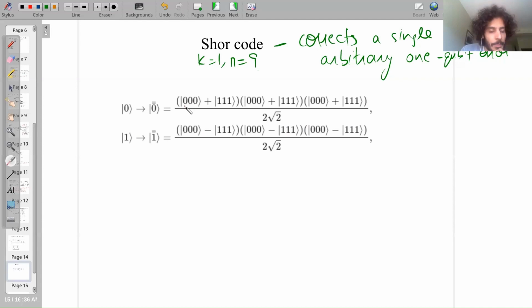The difference here is that, look, you have 000 plus 111, and you have 000 minus 111. And then these are just repeated, right? So you have this plus, plus, and then minus, minus over here.